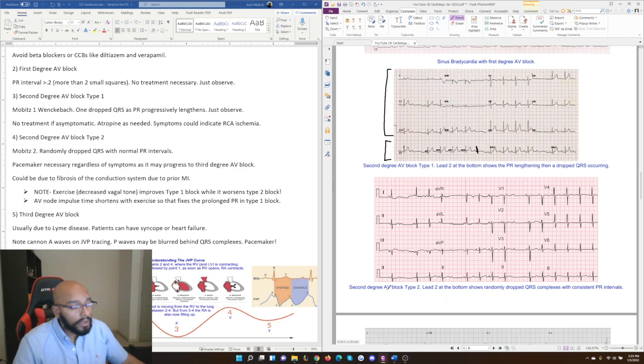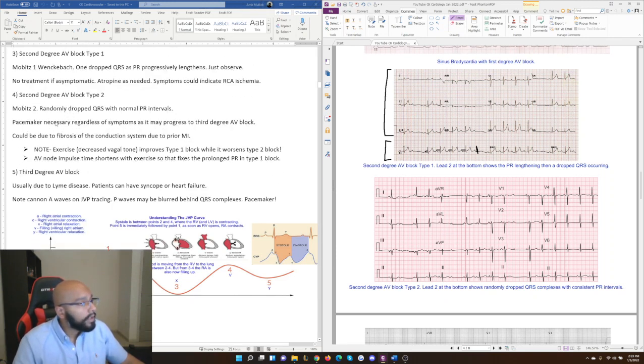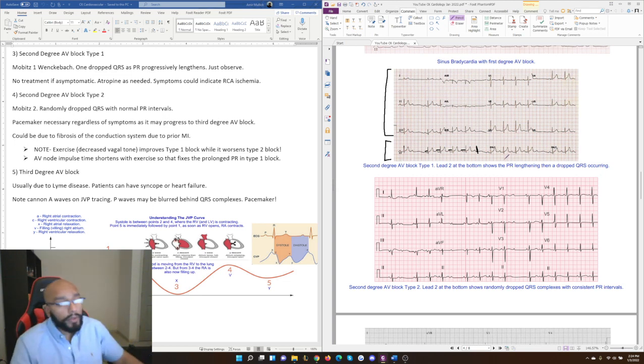This one down here is second degree AV block type 2. So in type 2, you're going to have randomly dropped QRSs with normal PR intervals. So the PR will not be lengthening. Okay, so here you can see P to R is the same distance each time. Okay, the distance from the P to the R is not changing. Right, so P to the QRS interval, that distance is not changing. But here you can see from this P to the QRS interval is basically one big box. Okay, one big box. That's a pretty long PR interval.